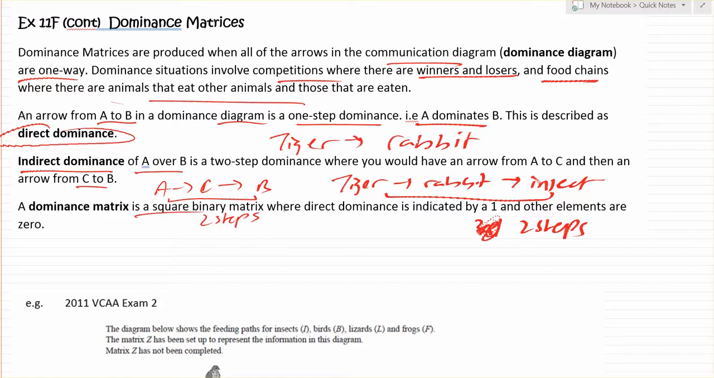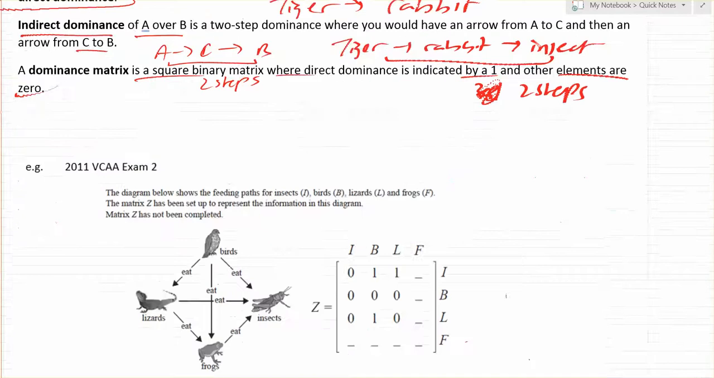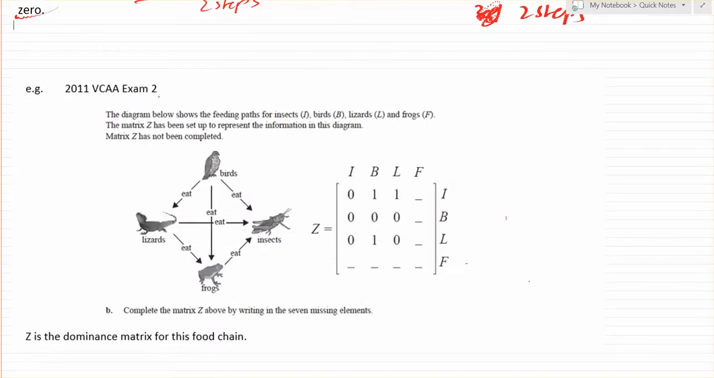Now, dominance matrices are like communication matrices. They're binary, where direct dominance is indicated by a 1 and otherwise a 0. Let's look at an example from a past exam. We've got a diagram of the relationship between 4 species: insects, birds, lizards, and frogs. This is the predator, and this is the prey. We want to see whether the predator can eat the prey.